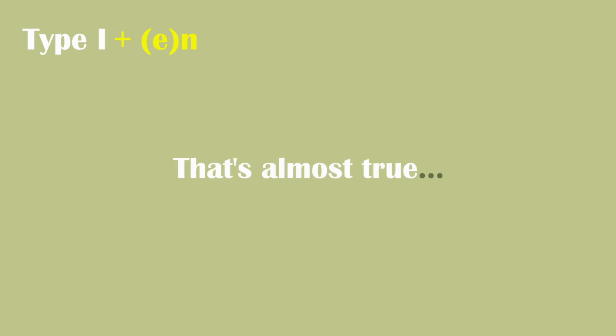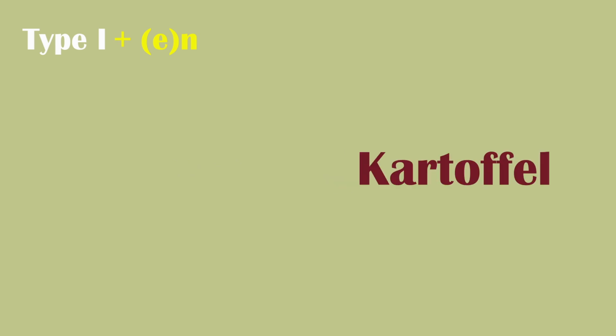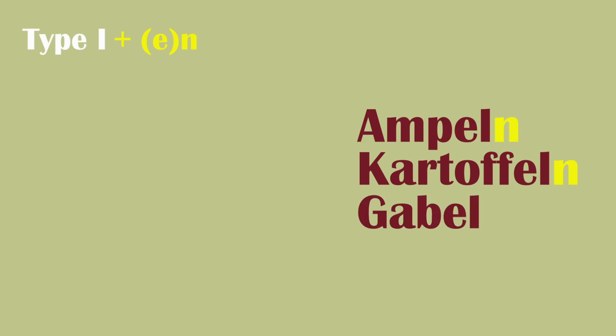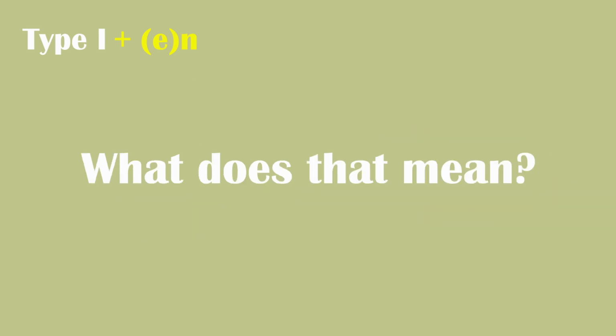That is pretty close to the truth, but let's take for example the word Kartoffel. To form the plural, we add just an N, even though Kartoffel doesn't end in an E. The same goes for Ampel, Ampeln, Gabel, Gabeln. The deciding factor here is not the letter E, but the presence of a schwa sound in the last syllable of the word. Let's break that down.